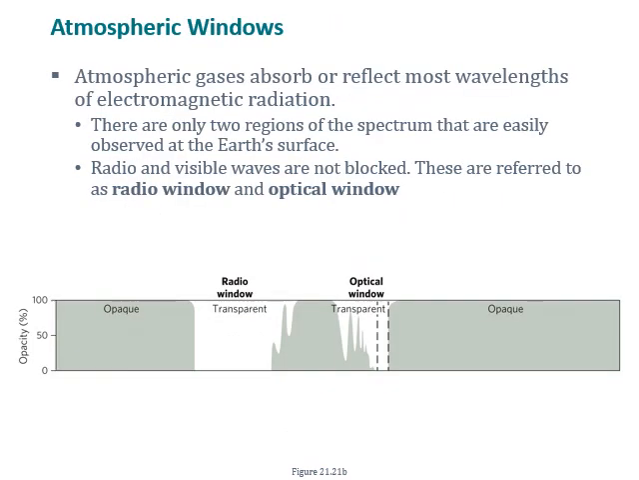Atmospheric gases absorb or reflect most wavelengths of electromagnetic radiation. There are only two regions of the spectrum that are easily observed at Earth's surface. The radio and visible waves are not blocked and are referred to as the radio window and the optical window.